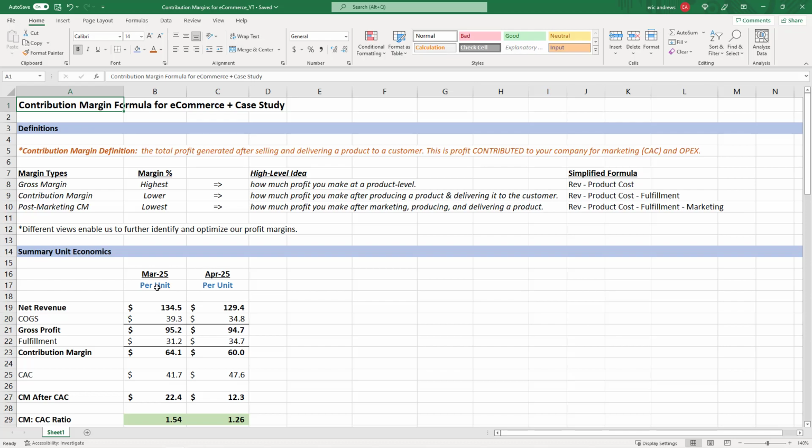Okay, I hope this gives you some perspective on how to calculate and track contribution margin and other profit metrics for e-commerce.